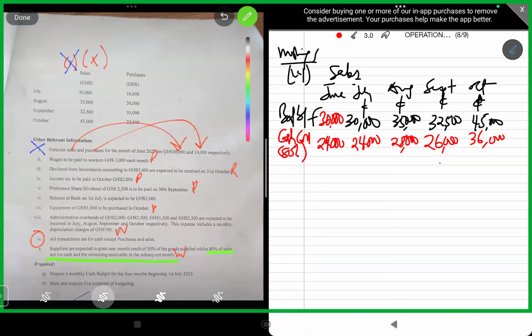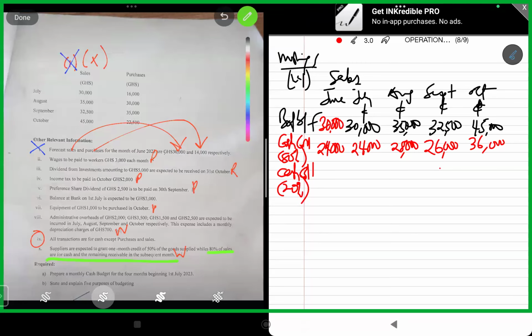So if 80% gives us this figure, then we'll say the cash collection for the 20%. Are you good? Yes, please. Cash collection, 20%. So when would they collect the 20% of the 30,000? July. How much is that? 6,000. In July, to when would they collect it? August. How much? 6,000.